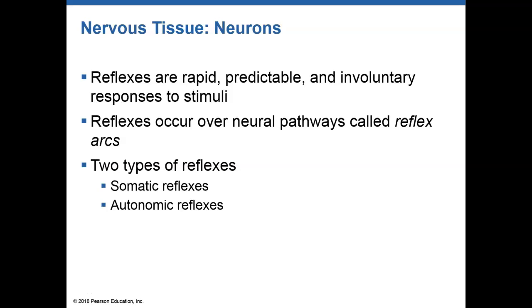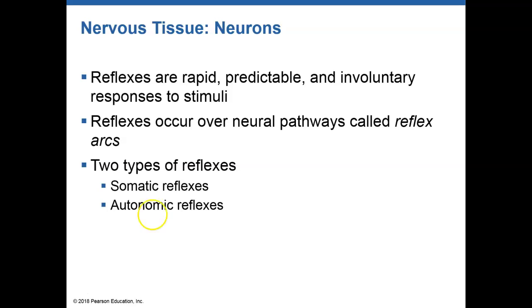This is the last part of neurons, and then we're going to get into the brain, which is always a fun part. A reflex is, by definition, a rapid, predictable, involuntary response to a stimulus. Reflexes occur on what we call reflex arcs. There are two major groups of reflexes: somatic reflexes and autonomic reflexes.